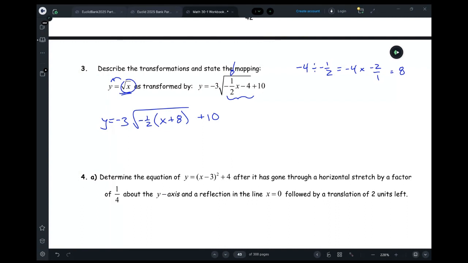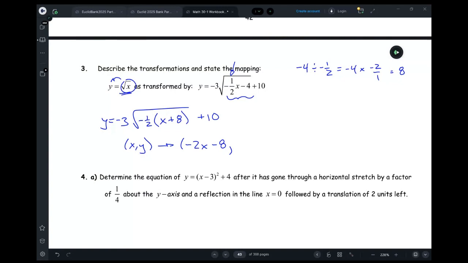Anyway, so now our mapping is going to look like this. We have to start with that x comma y, and it is going to become, well, what's happening to the x? First of all, there's a horizontal reflection. That's what that negative in front is. I see a half in there, which means I'm multiplying it by 2. And then I've got x plus 8, means this thing has been translated 8 units to the left.